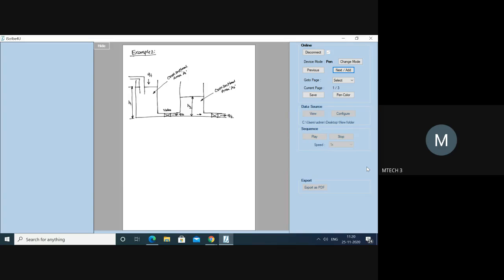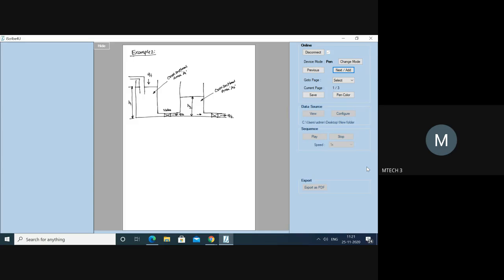Now Q1 is the rate of liquid entering the first container. Q2 is the rate of liquid going out of the valve. Then there is one more valve here. Q3 is the rate of the liquid going out through it. Now, how many capacitances are going to be obtained? One or two? Two.